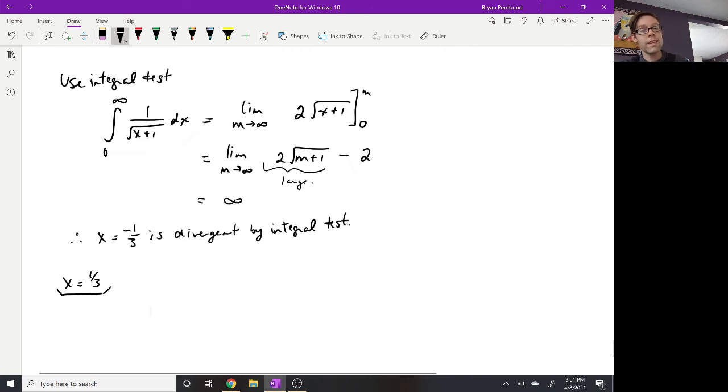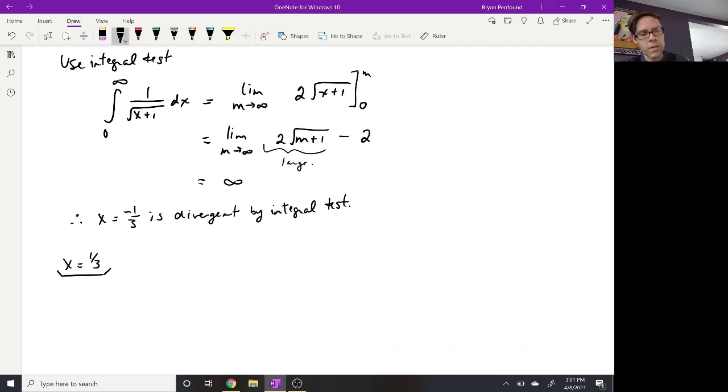Okay, so that takes care of our first endpoint. Let's also sub in x is equal to +1/3 and see what happens, and then we'll have our full interval of convergence.